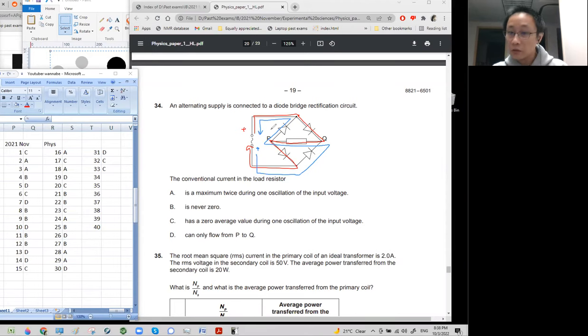So D is wrong. Unfortunately, we don't see the correct answer immediately. The conventional current in the load resistor should be a maximum twice during one oscillation of the input voltage. Looks correct. Because with the unrectified voltage, just this, the rectifier will cause a negative voltage. But regardless of the direction of voltage, the current will always be like this. So you have two maxima during one oscillation. So the answer should be A, and then I'll show you my notes.